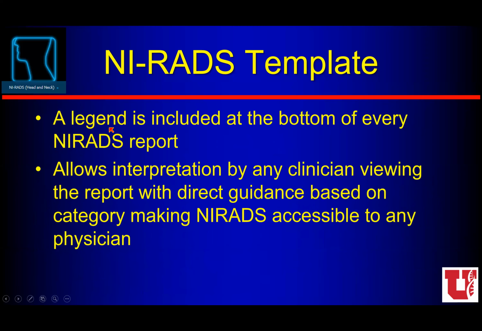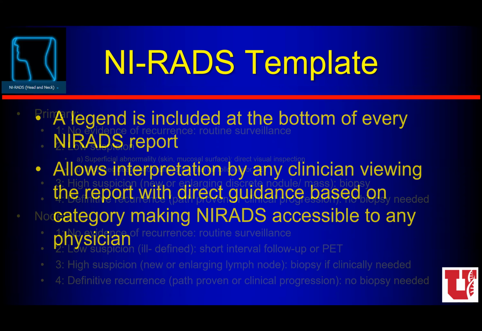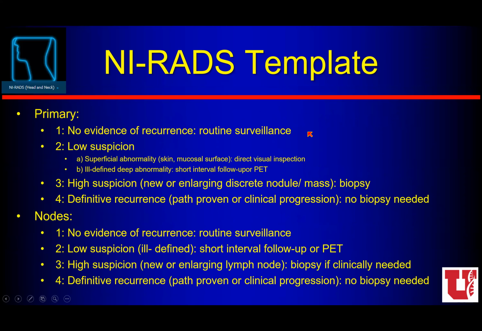Now we can also include a legend at the bottom. So if people are not familiar with the NI-RADS system, we can include a little legend to explain those 4 levels for each one. This allows interpretation by any clinician, hopefully decreasing our phone calls and follow-ups with people to understand what the NI-RADS system is. So just as an example of a legend, we would put this at the bottom of every NI-RADS templated report, 1, 2, 3, 4 for the primary and 1, 2, 3, 4 for the nodes.